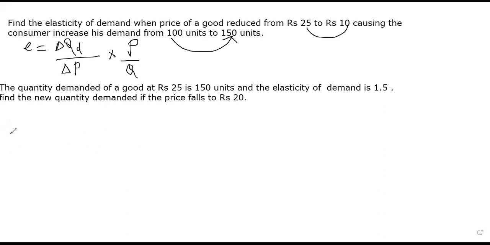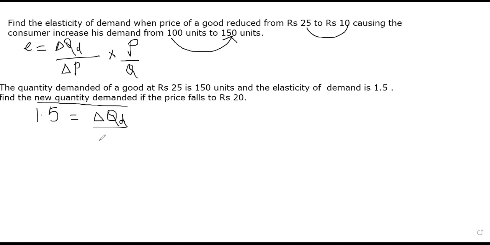Okay. We'll see what the important components are that they have given. They have given the elasticity, right? 1.5 is the elasticity. And the question is, you are supposed to find the new quantity demanded if price is changing, right? So we don't know what the change in quantity demanded is. They have given only one quantity demanded, which is 150 units. In order to get the change in quantity demanded, you should have the second quantity, which is not given, and that is what you have to find.